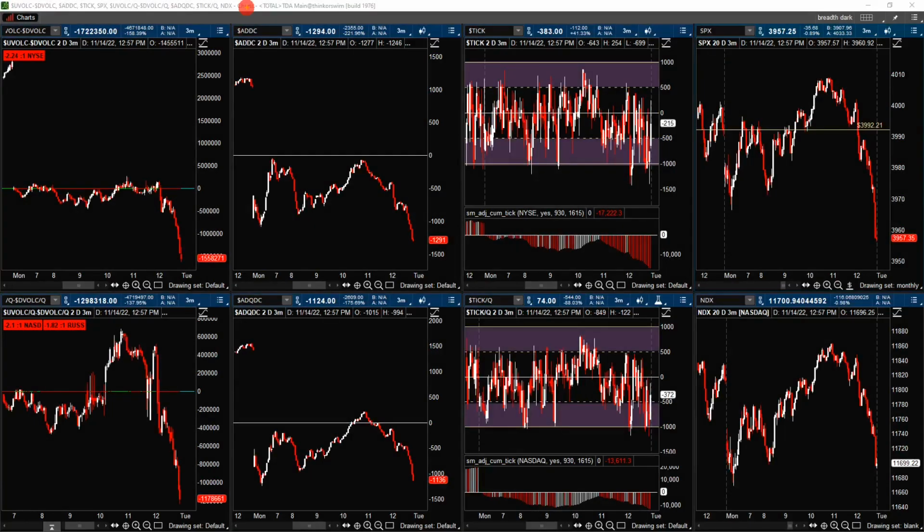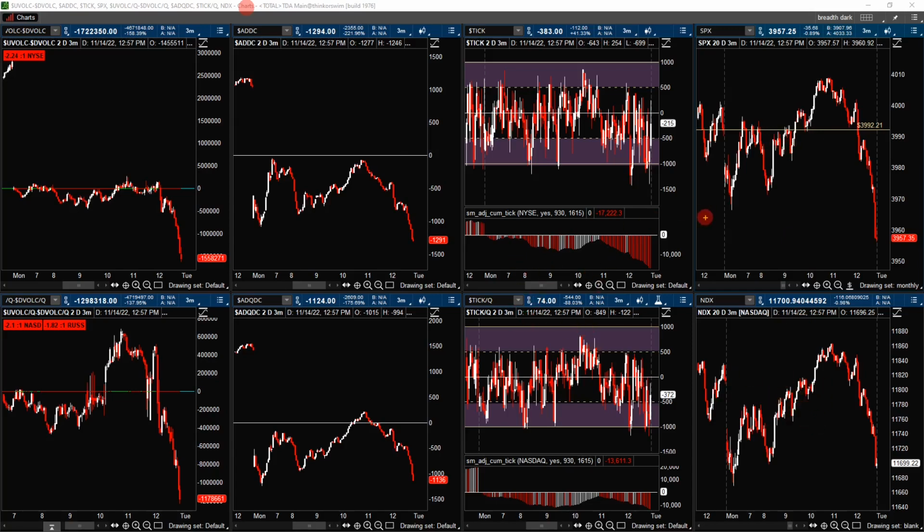Let's take a look at this intraday chart where I have the up-down volume and up-down volume ratio for the New York Stock Exchange and the NASDAQ, and also the up-down volume ratio for the Russell 2000. But what's more important is this daily advance-decline chart, and also the tick, especially the bottom half of this chart. This is the cumulative tick for the New York Stock Exchange, and the bottom here is for the NASDAQ. And here I have the S&P 500 cash index and the NASDAQ 100 cash index.